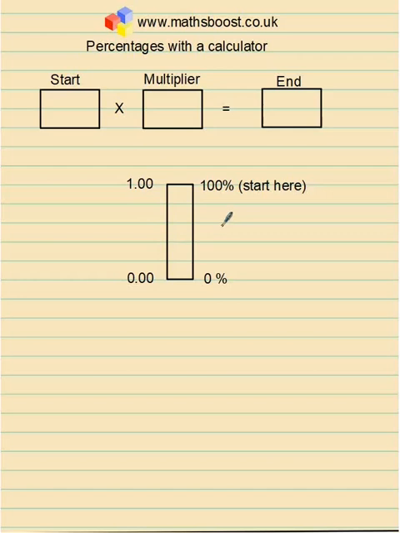But let's look at it the other way around. What if I write 1.12? What percentage is that? And has it gone up or down, and by how much? Well, it's 112%. And I can see I must have gone up by 12%. So let's look at some questions.